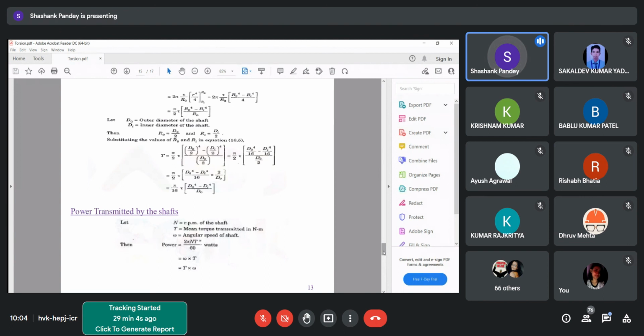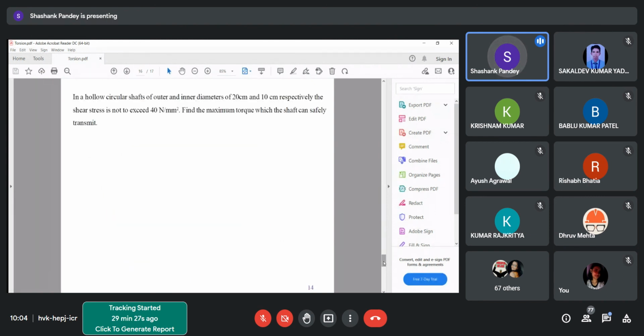Next, the expression for the power transmitted by the shaft. Once we know the torque, we are very much interested in determining the power, which is 2 pi N T, where N is the number of rpm, upon 60 watts. We can also express it in terms of angular velocity, that is, T into omega. So this is our last problem for today's class. Can you give the answer for this question?